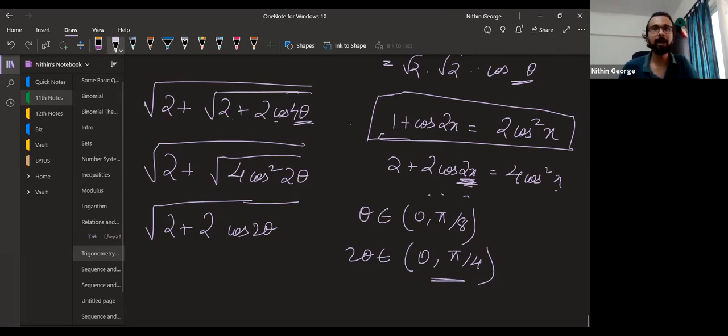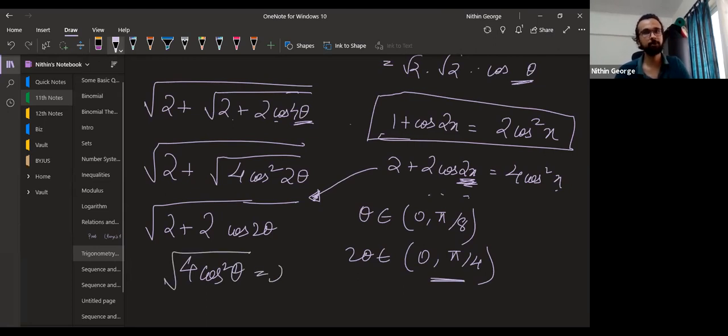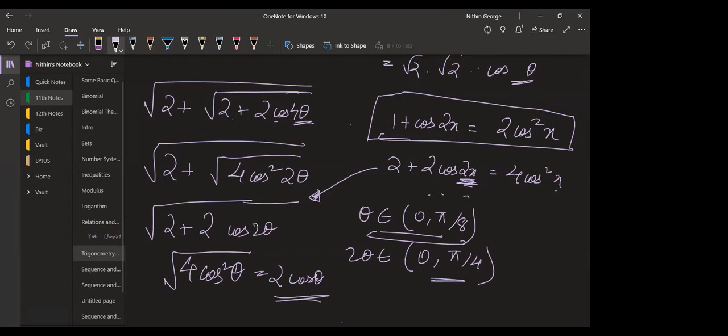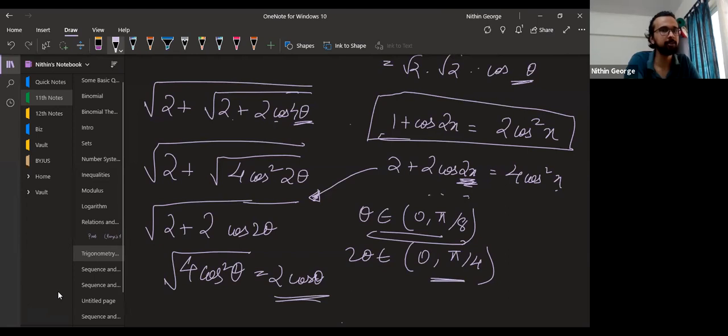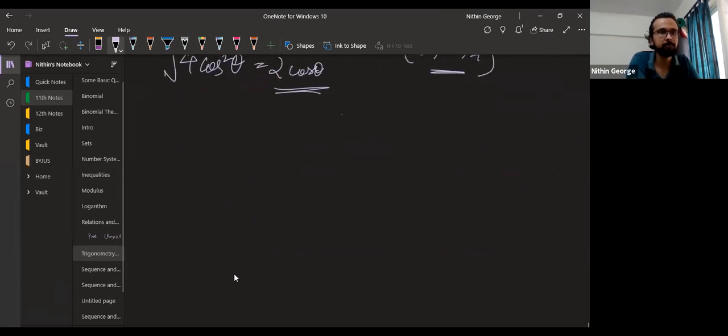So now I'll apply this formula one more time here. What do I get? 4 cos square theta inside the root. So that will come out to be 2 mod cos theta. But then theta is between 0 and pi by 8, so this modulus is there for no reason. So from here you will get that the answer is 2 cos theta. Got that now? Yes, sir. Did all of you get this? Any doubts here for this problem? No, sir.